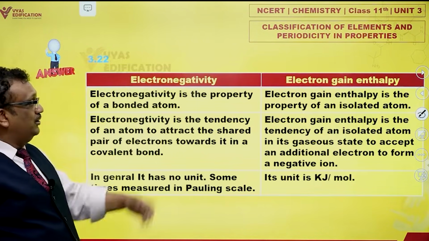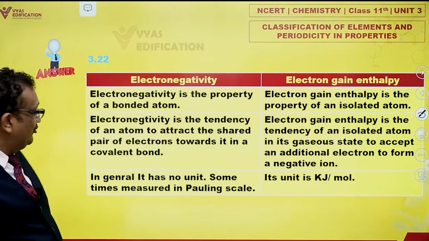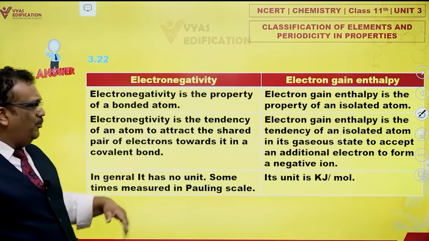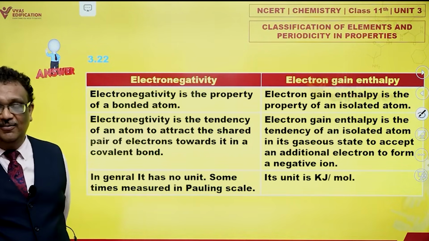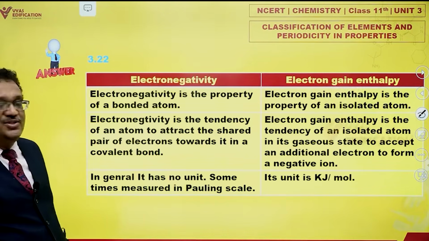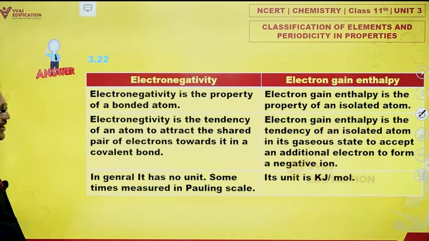For those who wish to compare electronegativity versus electron gain enthalpy, these are the points in case you wish to represent them in an answer sheet. This is the way you could do this. I'm just moving aside so that you can take a screenshot and benefit from this.